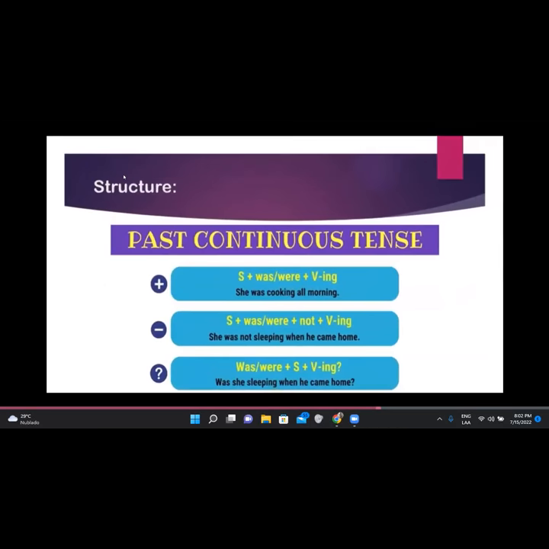Finally, before we go on using both tenses in one sentence, I will show you the structure for past continuous. Listen and follow it. For affirmative: subject plus was, were, plus verb, ing. Negative: subject plus was, were, plus not, plus verb, ing. Questions: was, were, plus subject, plus verb, ing, plus question mark.